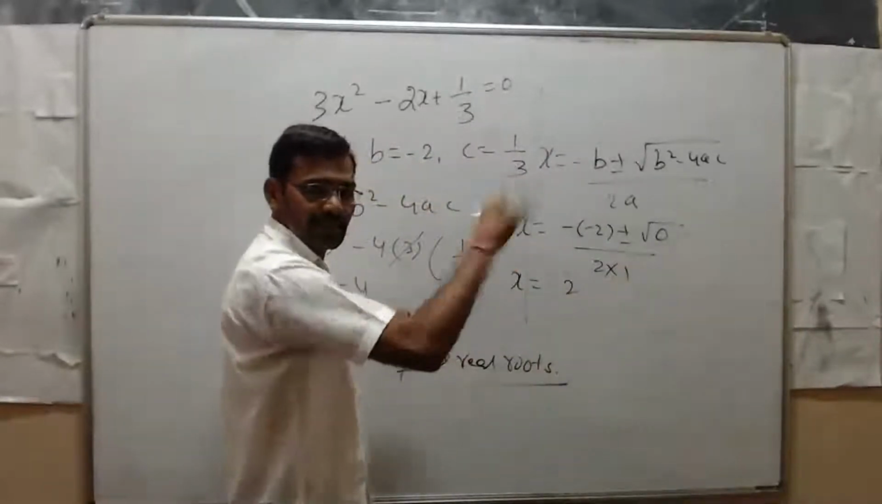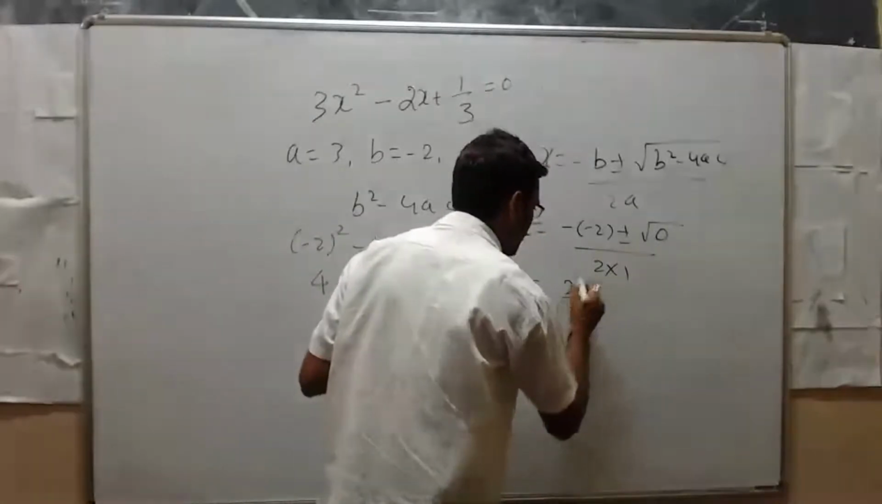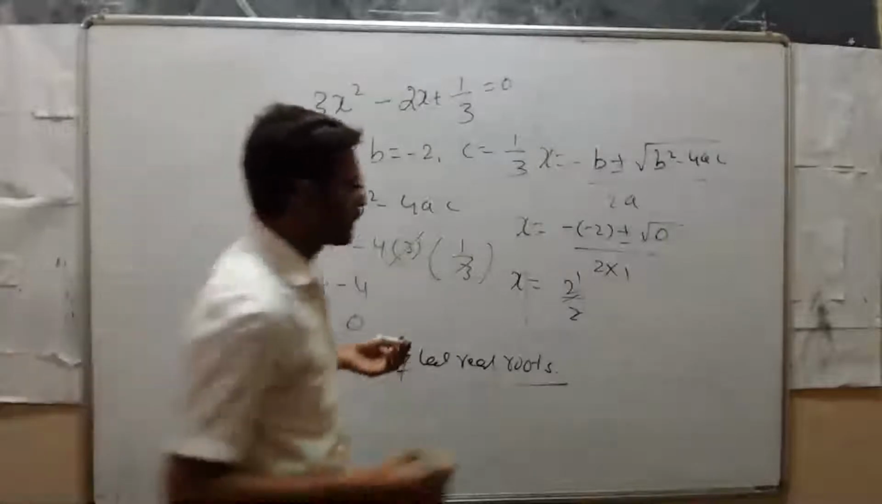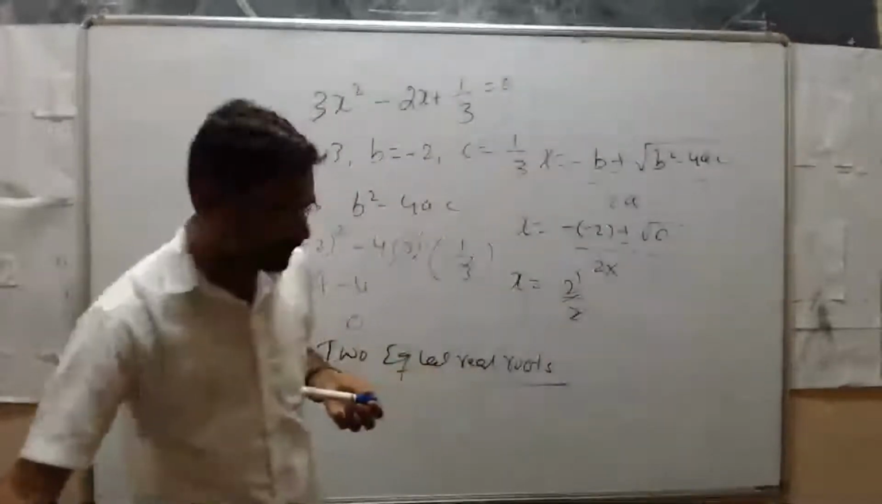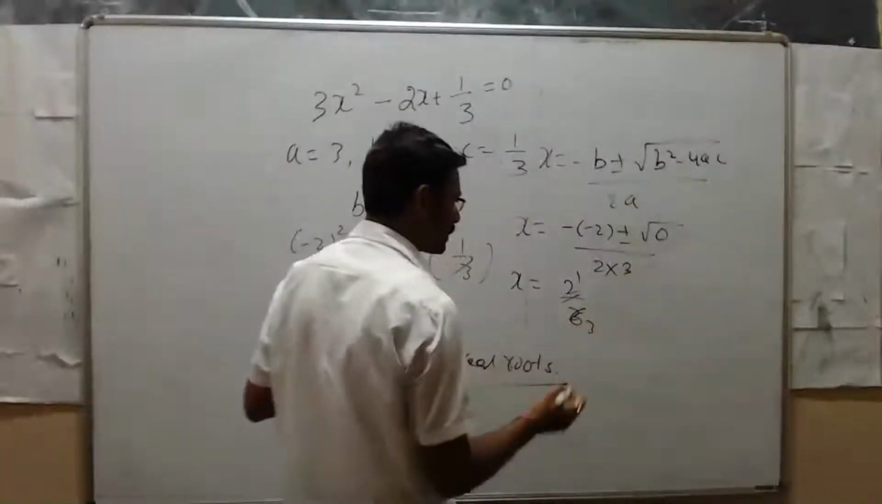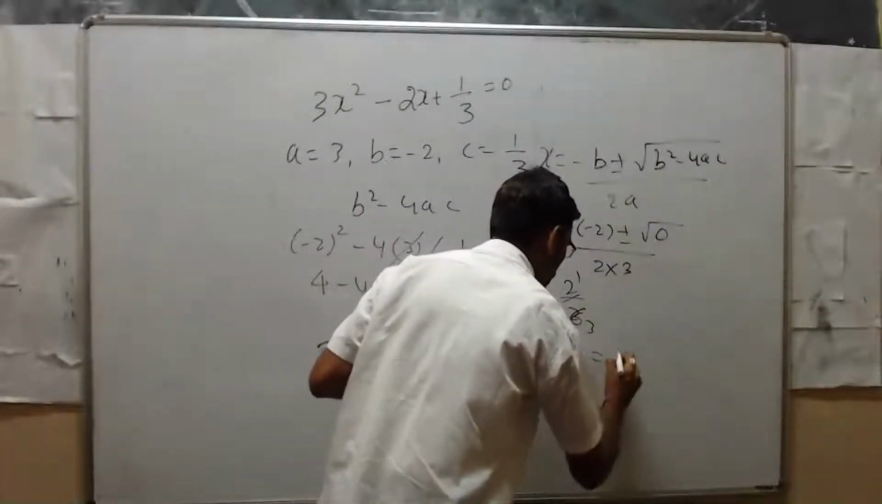Therefore x is equal to minus into minus is plus. Plus or minus 0 is negligible. Then 2 ones are 2 get cancelled. A value is 3. 2 3s are 6. Therefore x is equal to 1 by 3.